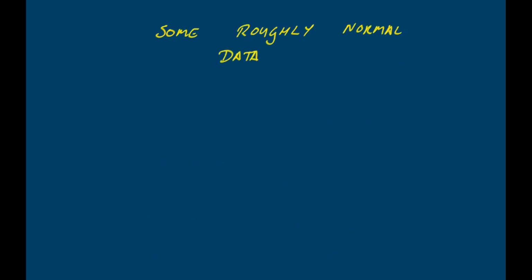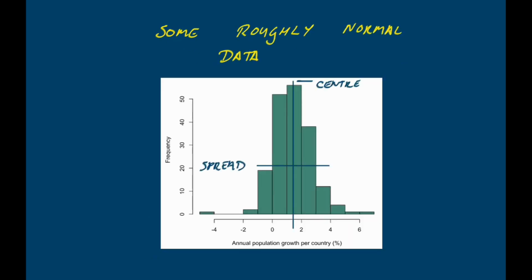Okay, so to give you an idea of what I'm talking about, let's look at some roughly normally distributed data. This is data on annual population growth per country from 2014 for almost 200 countries published by the World Bank recently. And you can see this is a symmetrical frequency histogram. There's little evidence of any skew in it. And you can see that there's a middle to that distribution, that's the centre, and then there's some spread. Some of the data are dispersed around that centre. So what we're talking about here is quantities that we can calculate which tell us where that centre is located. What's the location of our data?